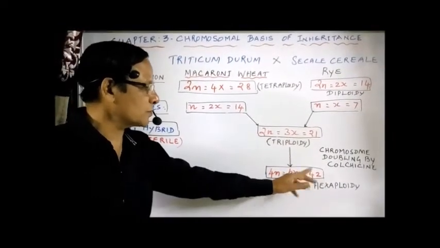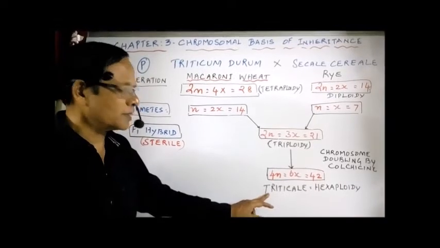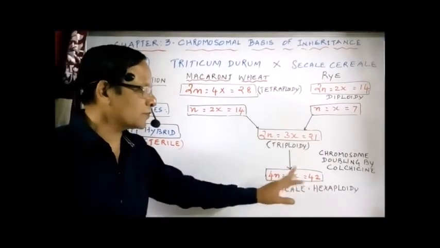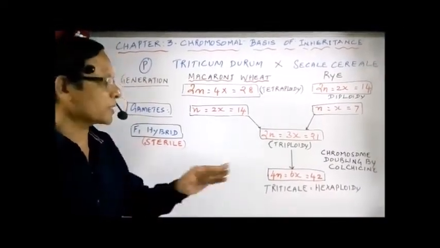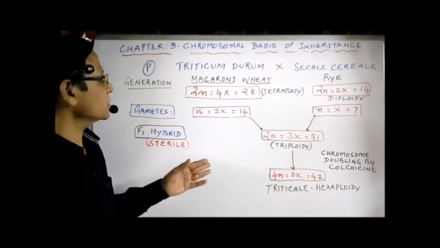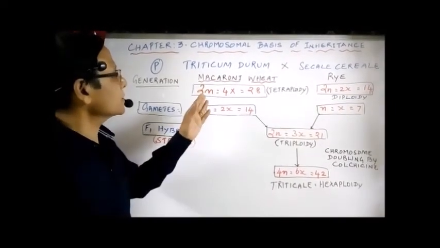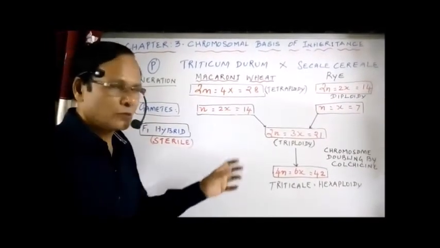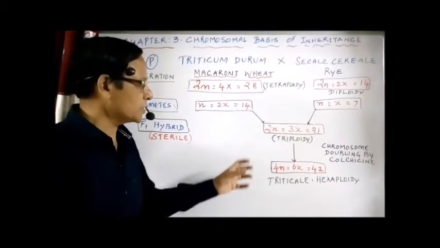So 6 into 7, 42. This is triticale, a hybrid. That is the first man-made cereal, which is a hexaploid. Okay, that's the illustration showing how Triticum durum and sickle cereal combine together to produce the hybrid triticale.